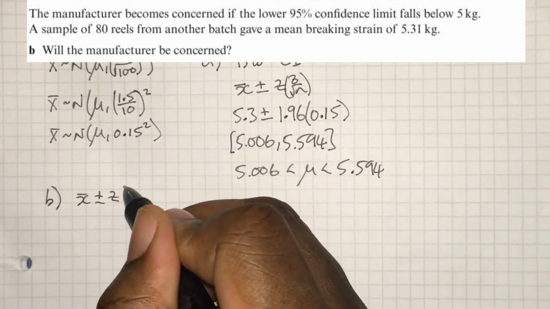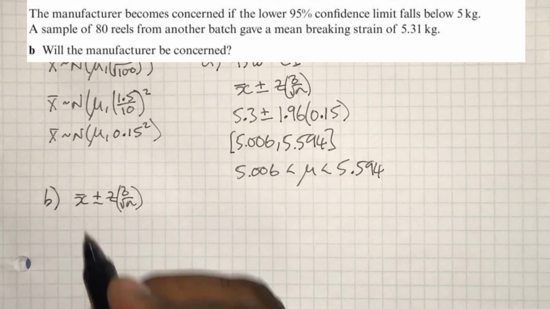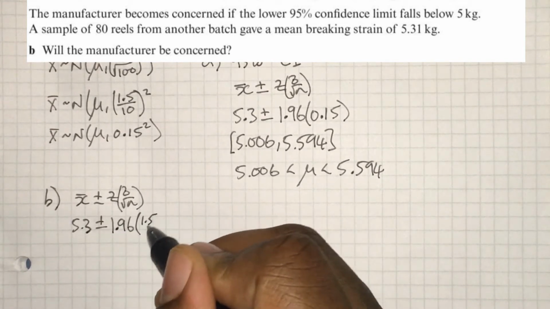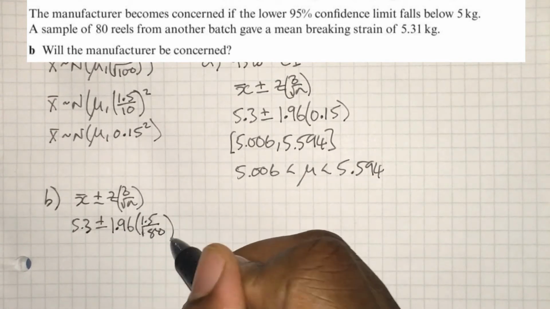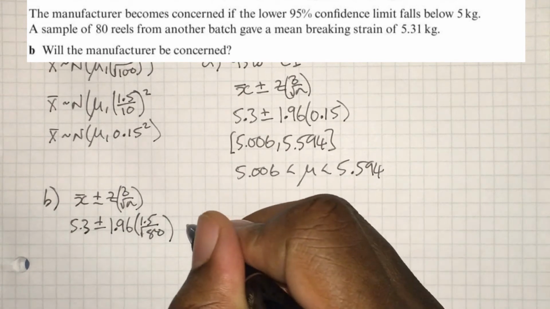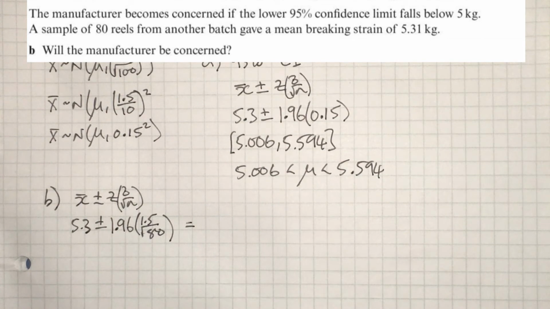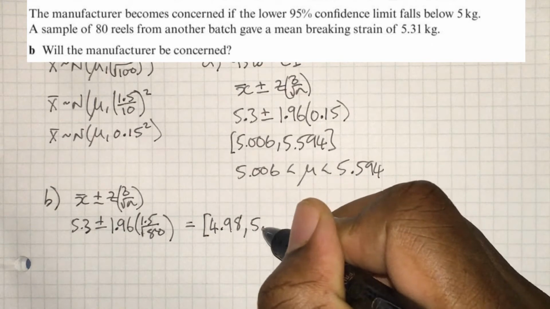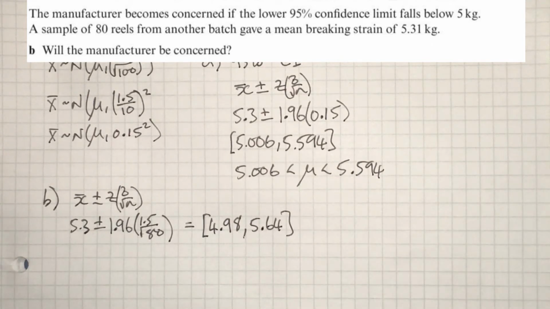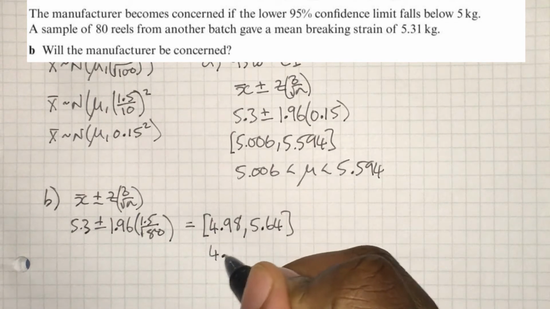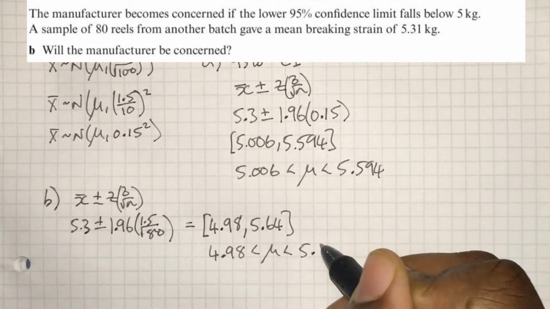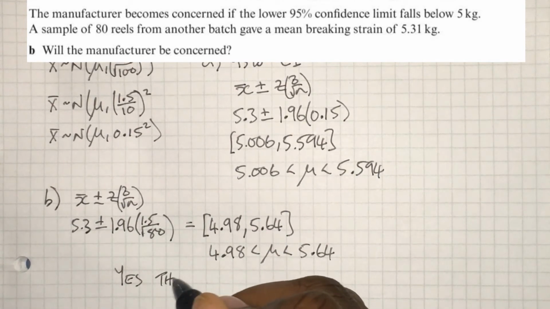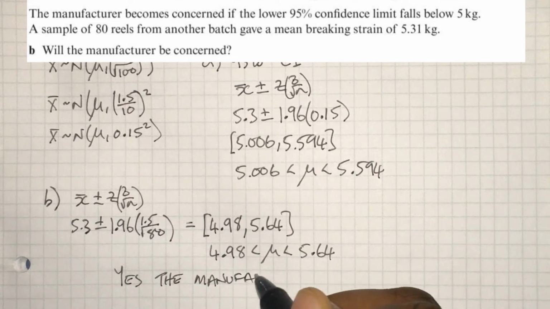Next, we're told that the manufacturer becomes concerned if the 95% confidence limit falls below 5. A different sample of size 80 had a mean of 5.31. Will the manufacturer be concerned? So substituting in these values, we're really looking at the lower end of the confidence interval, and we get 4.98 and 5.64. Well, the 4.98 is below the 5 kilograms. So the manufacturer is going to have reason to be concerned.